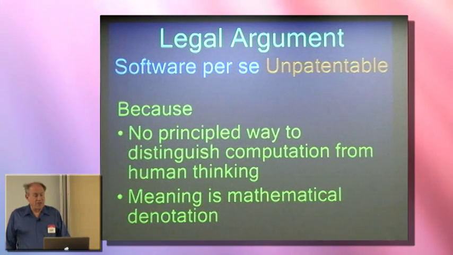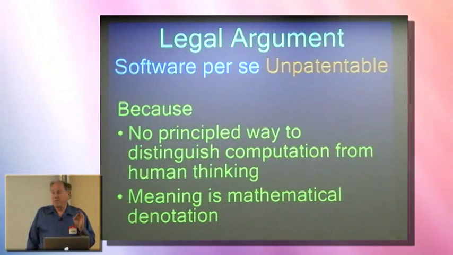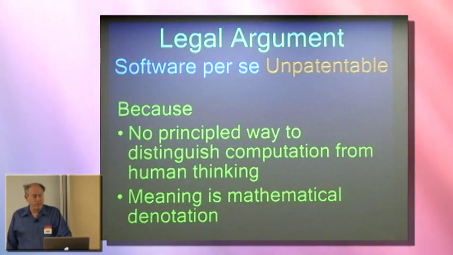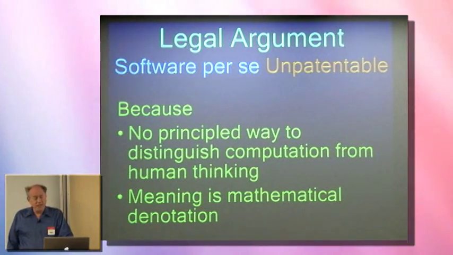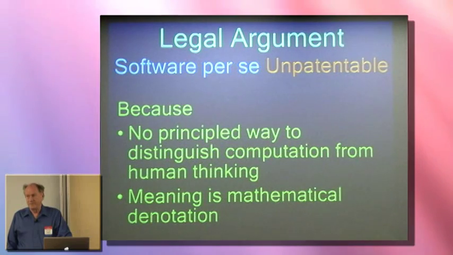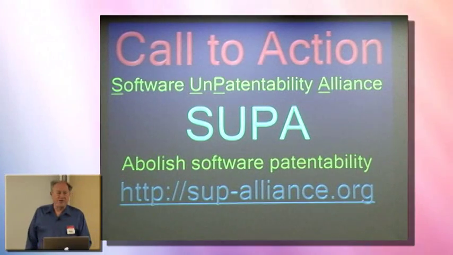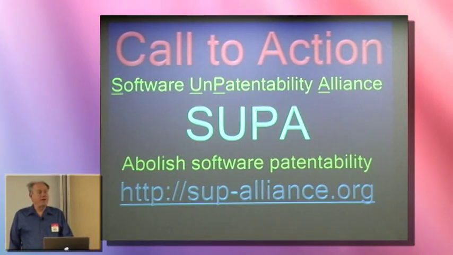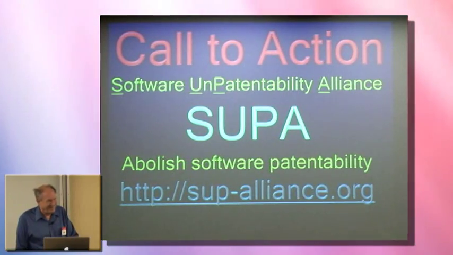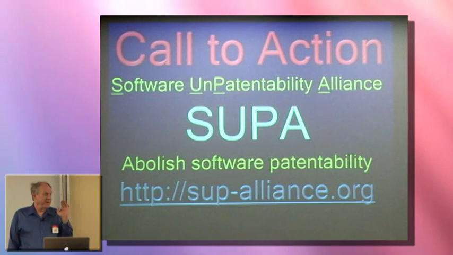Okay. So the legal argument is that software per se is unpatentable for two reasons. There's no principled way to distinguish computation from human thinking. And the meaning is a mathematical denotation, and mathematics has also been deemed to be unpatentable. So here we have our call to action, okay? The Software Unpatentability Alliance. It's SUPA. Whose sole aim in life is to abolish software patentability, okay?